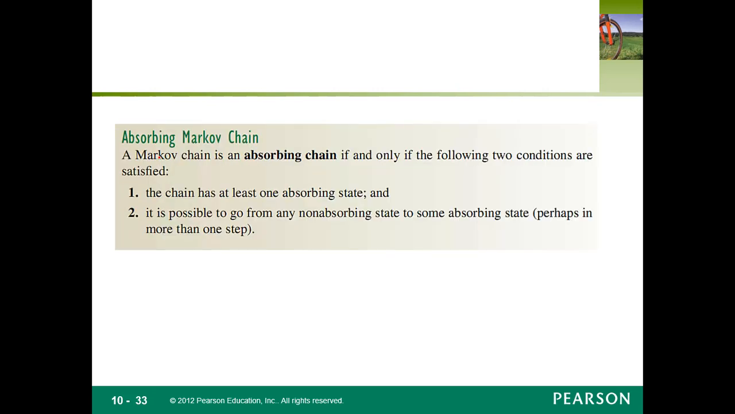Now, an absorbing Markov chain is a Markov chain that satisfies the following two conditions. One, the chain has at least one absorbing state in it. Two, it is possible to go from any non-absorbing state to some absorbing state, perhaps in more than one step. So it could be more than one step.